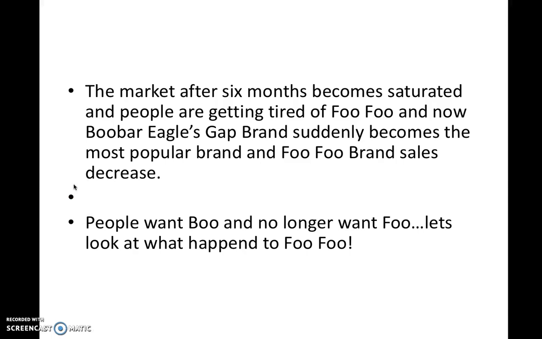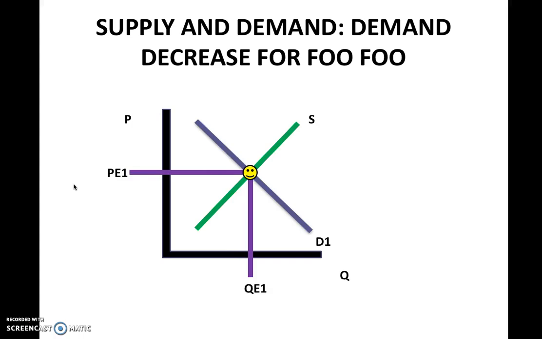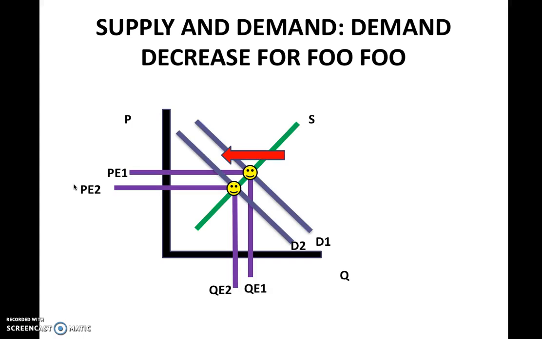Let's look what happens to Fufu in this situation. There's a decrease in demand. I went through it really quick, but basically we see that there is a decrease in demand, so it shifted to the left, D1 to D2. And we have our new equilibrium point. Here's our original equilibrium points. We put as QE1 and PE1.